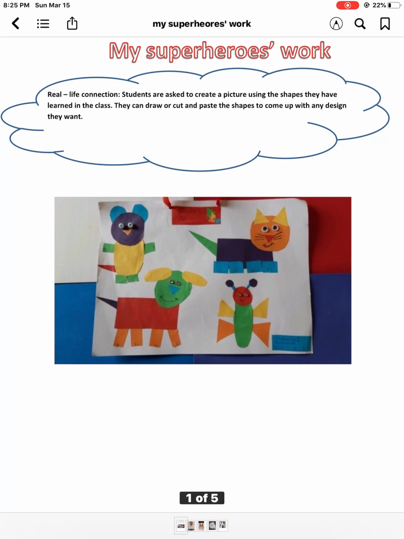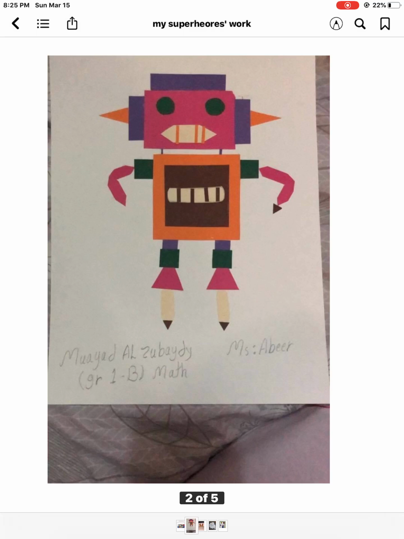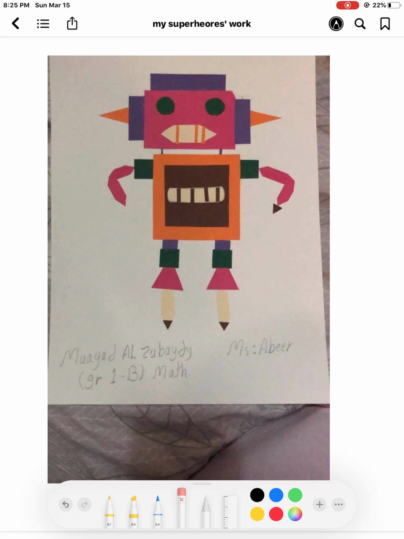Now let's move to the next superhero, Muayyad Zubaydi. Great job! Amazing, Muayyad. Muayyad created a very lovely robot. Now, let's check which two-dimensional shapes Muayyad used. Okay, Muayyad used triangles, circles, rectangles, and squares.